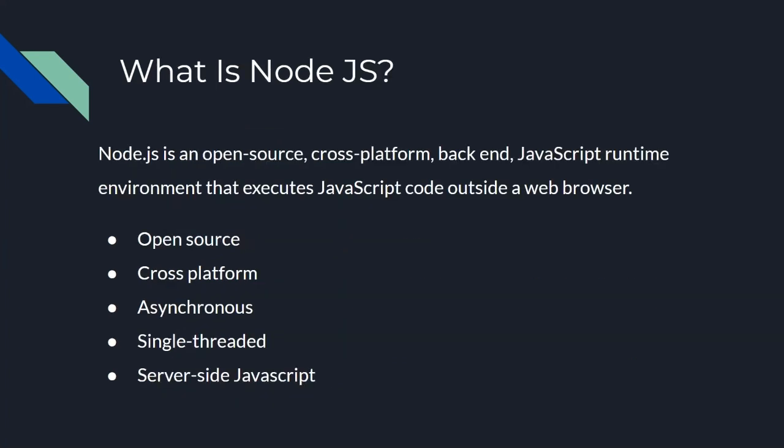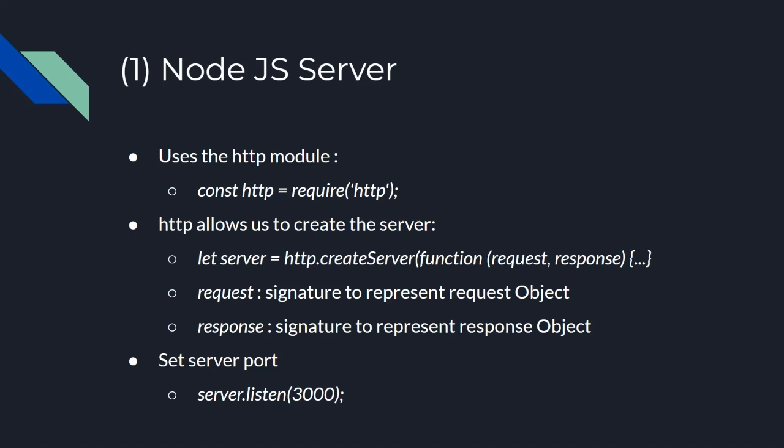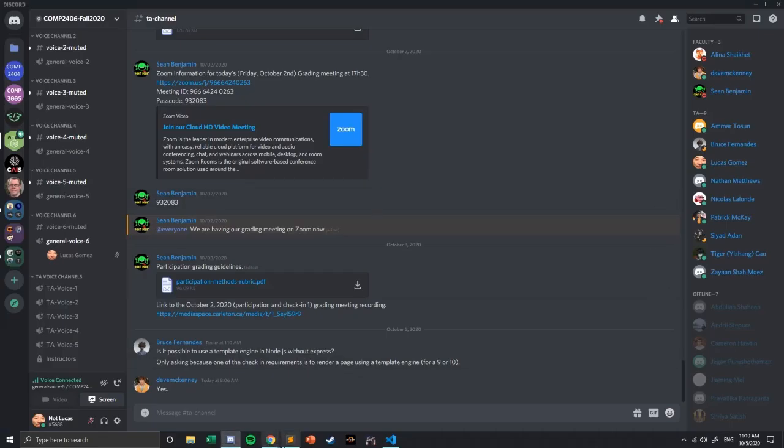So what is Node.js? It's an open source, cross-platform backend JavaScript runtime environment that executes JavaScript code outside a web browser. It's cross-platform, so it works on different OSs and browsers. It's asynchronous, single-threaded, and server-side. So to create the Node.js server, you actually need to use the HTTP module. So we will start with that.